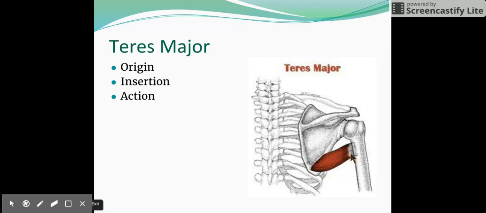Its action is actually to adduct the arm. So we talked about abduction with the deltoid. Now we're talking about adduction of the arm with teres major.